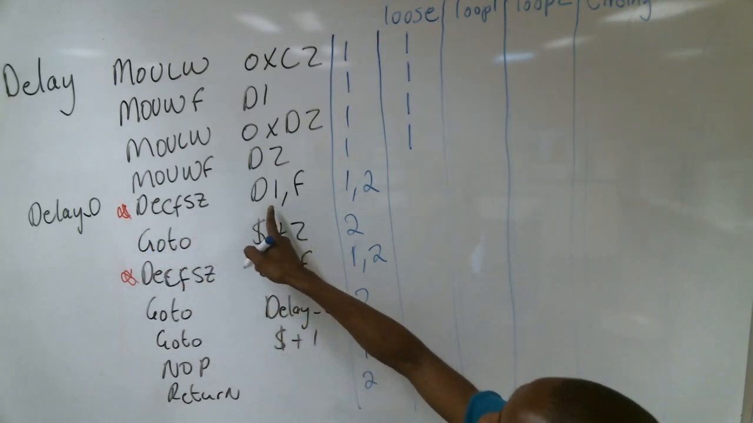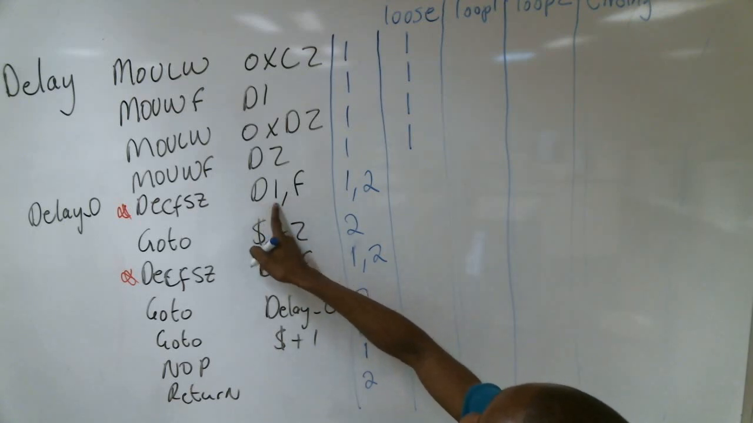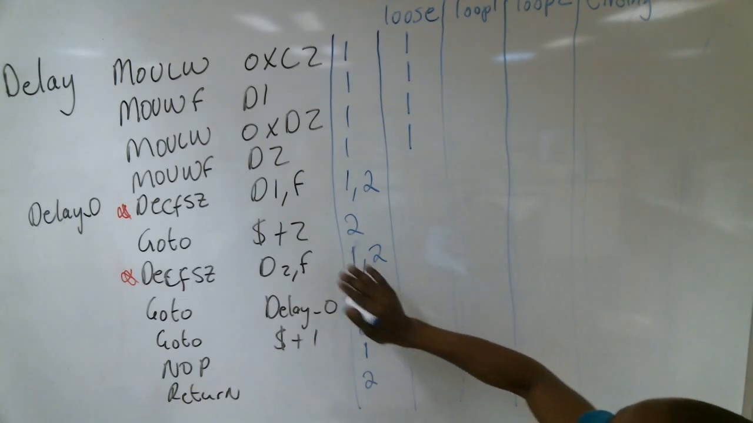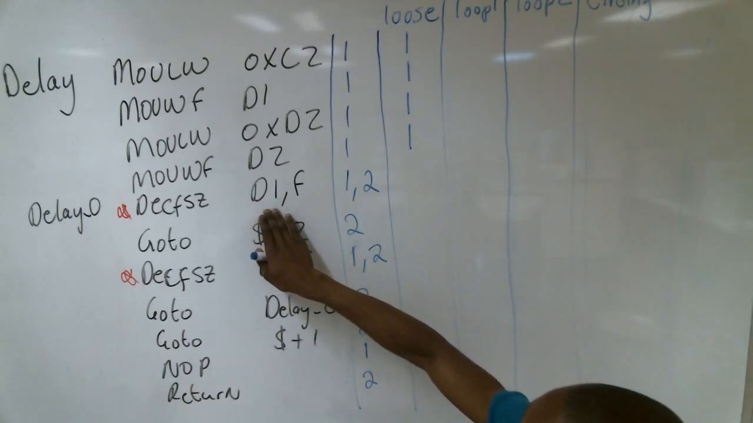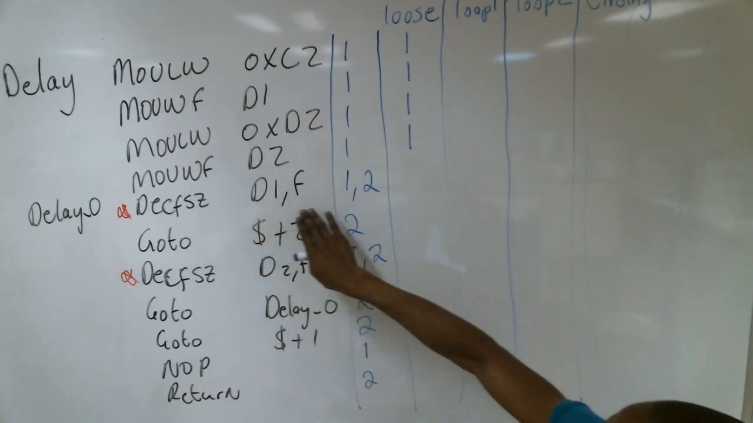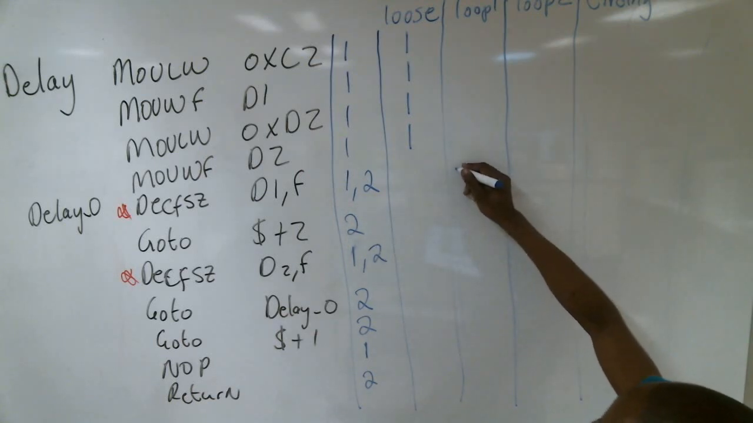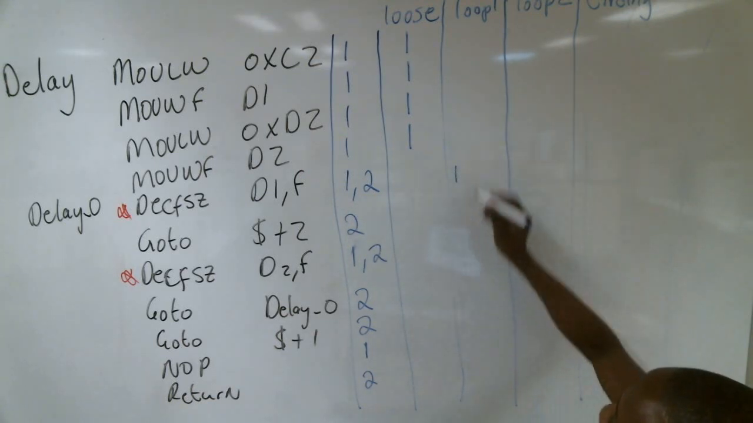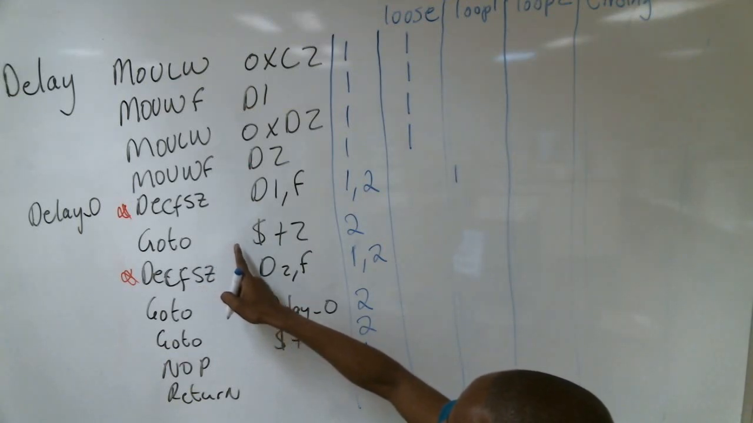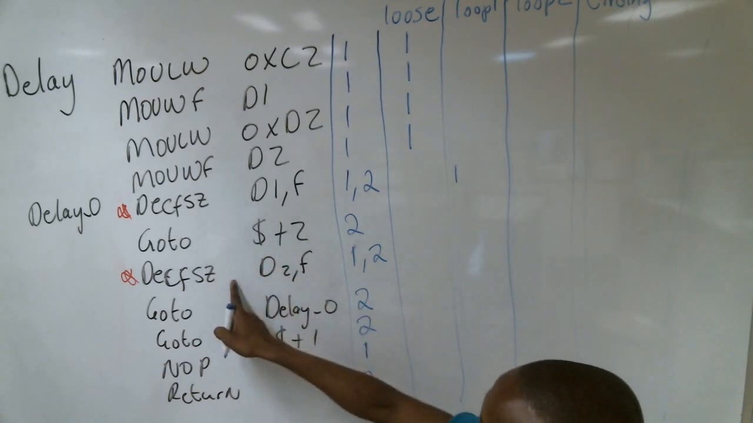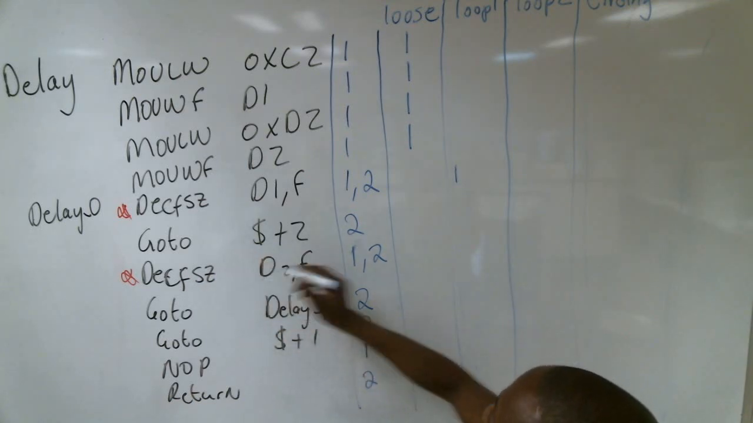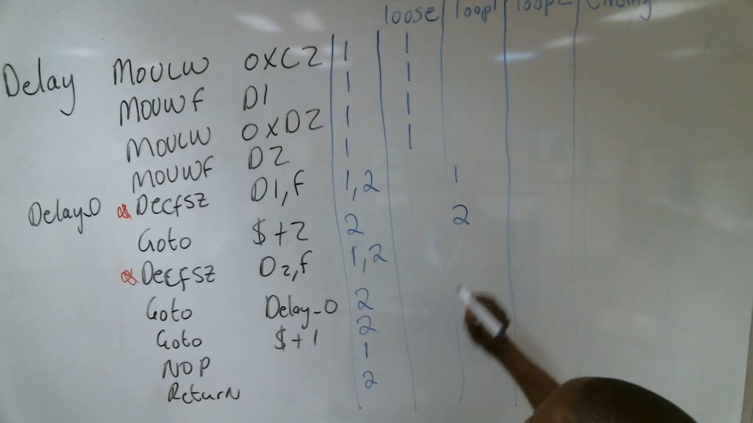And now if I check what's in D1, D1 has a value. This value is greater than 0 or 1. So I'm still safe. So decrement file, skip if 0. This is going to be executed as 1 cycle because it's not going to skip. And then after this, go to $+2 is going to be executed because I'm not going to skip this instruction. So this is going to be executed as 2 cycles.